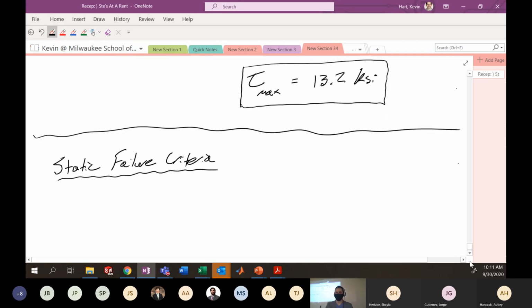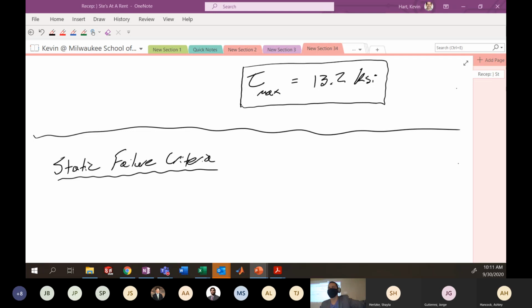Okay, static failure criteria. And I want to motivate this with an example of how you might go about determining the failure of a material. All right, so let's think about how you might do this in a lab. All right, I give you some bar of material and I ask you what's the yield stress. What are you going to do? You guys took material science, right? Did you take material science yet or not? Haven't had material science yet? We're in the process. Oh, okay.